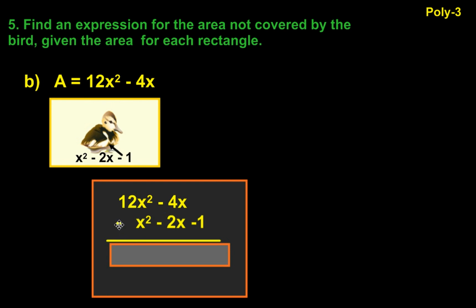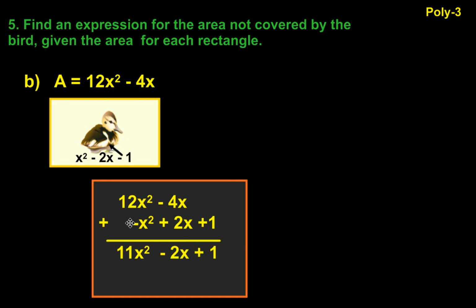I have to keep in mind I need to change and find the additive inverse. So if I multiply by negative 1, I get negative x squared plus 2x plus 1. And now I can go ahead and add these up. And so 12 minus 1 is going to give me 11x squared. I have negative 4 plus 2 gives me negative 2x, and my plus 1 just comes down.